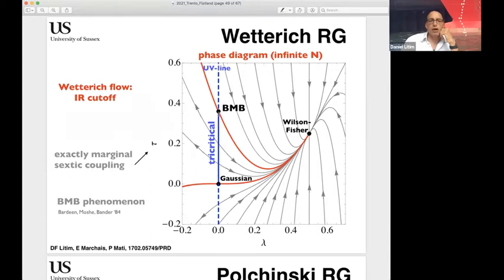But this line is going to have an endpoint. This endpoint has received some attention quite some time back. It's known as the Bardeen-Moshe-Bender fixed point. It's a fixed point where the theory has a proper fixed point. So you would expect that this corresponds to a conformal field theory, yet scale symmetry is spontaneously broken. And now for larger sextic couplings, the theory no longer has a well-defined global potential. Okay, so it's rather a segment and not a line.